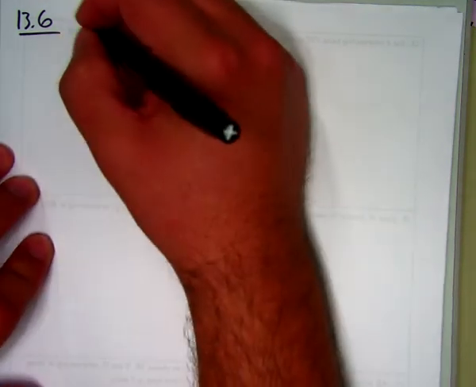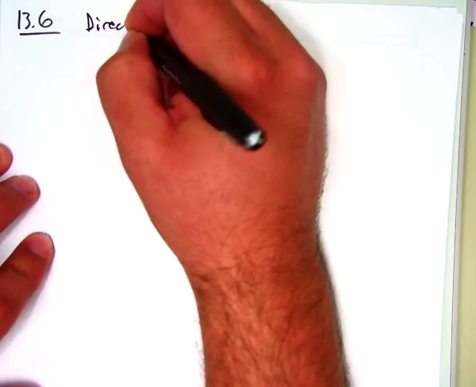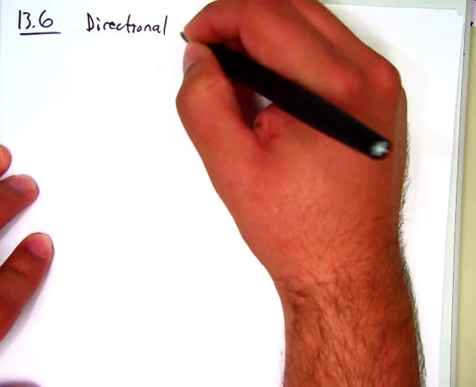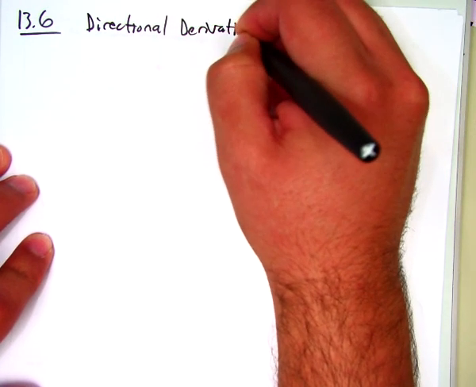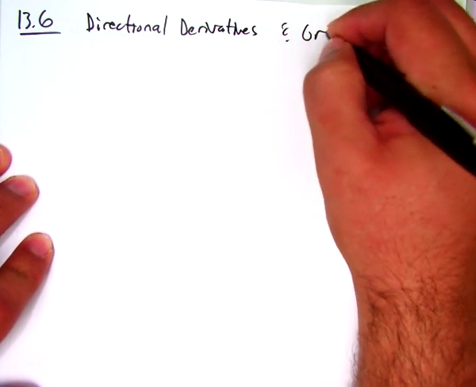Okay, so two things that we're going to talk about in this section. First is directional derivatives. Second is gradients.